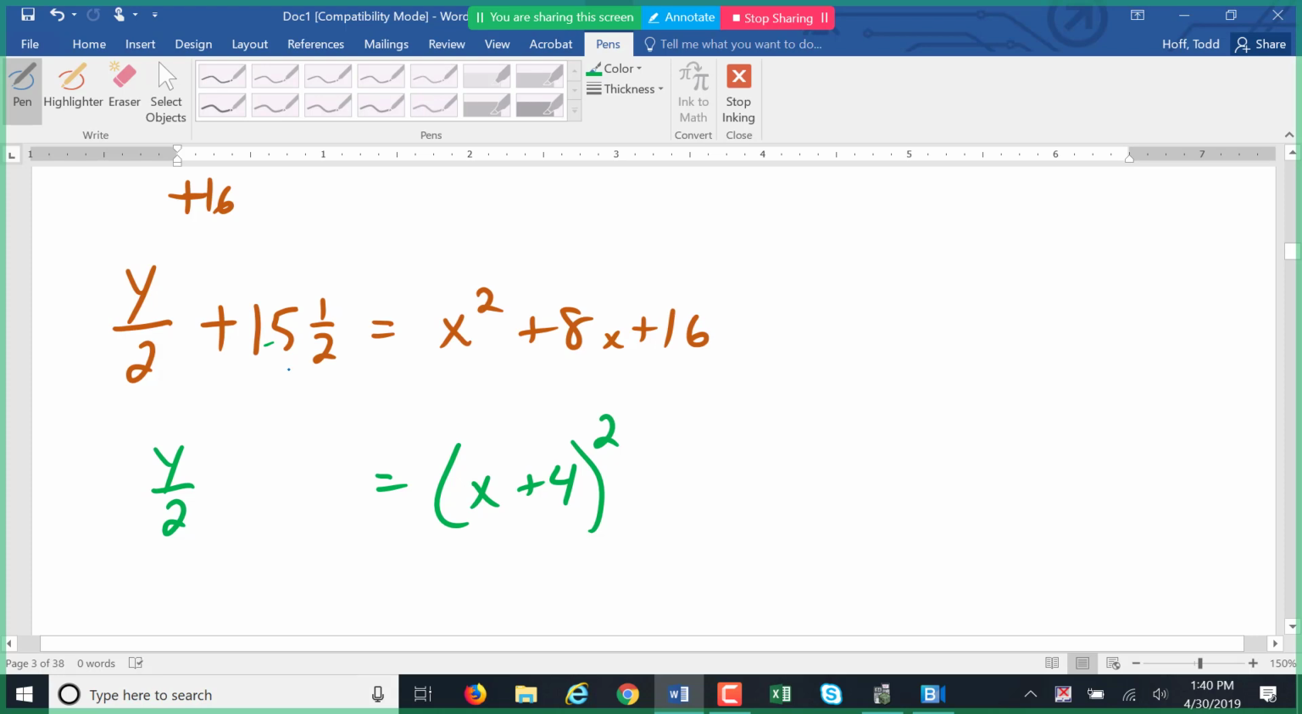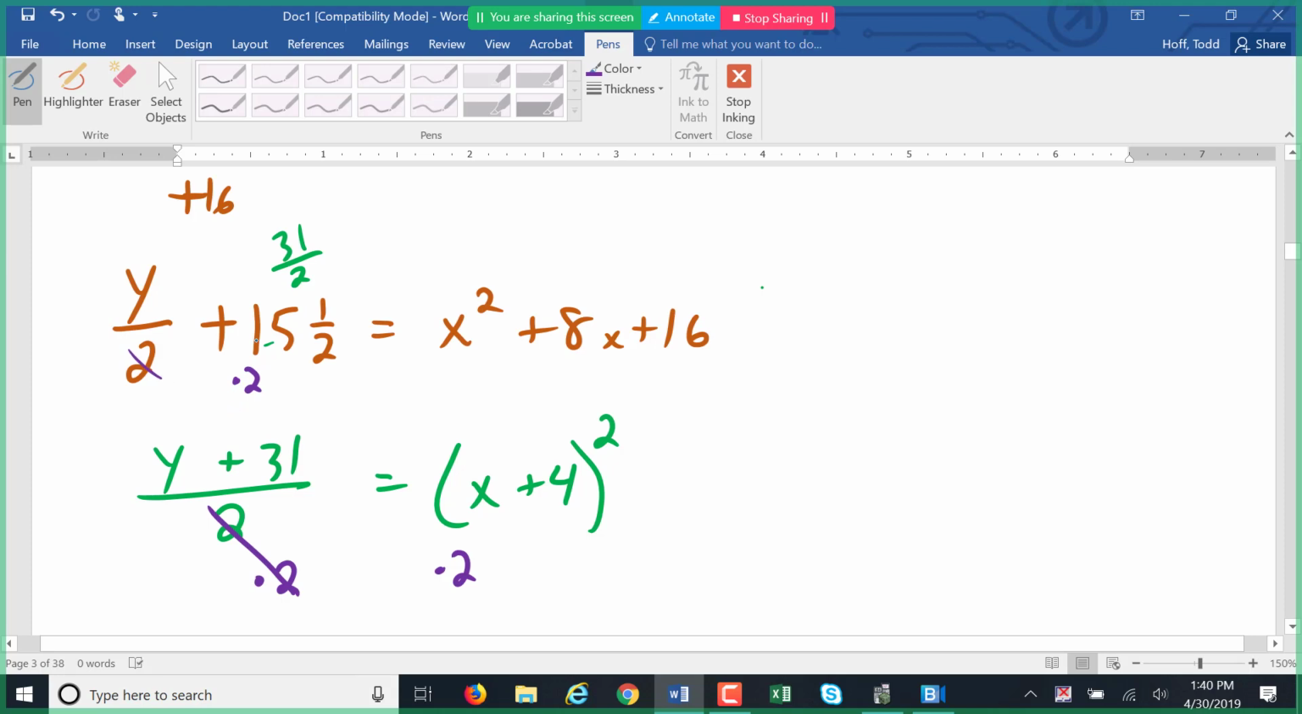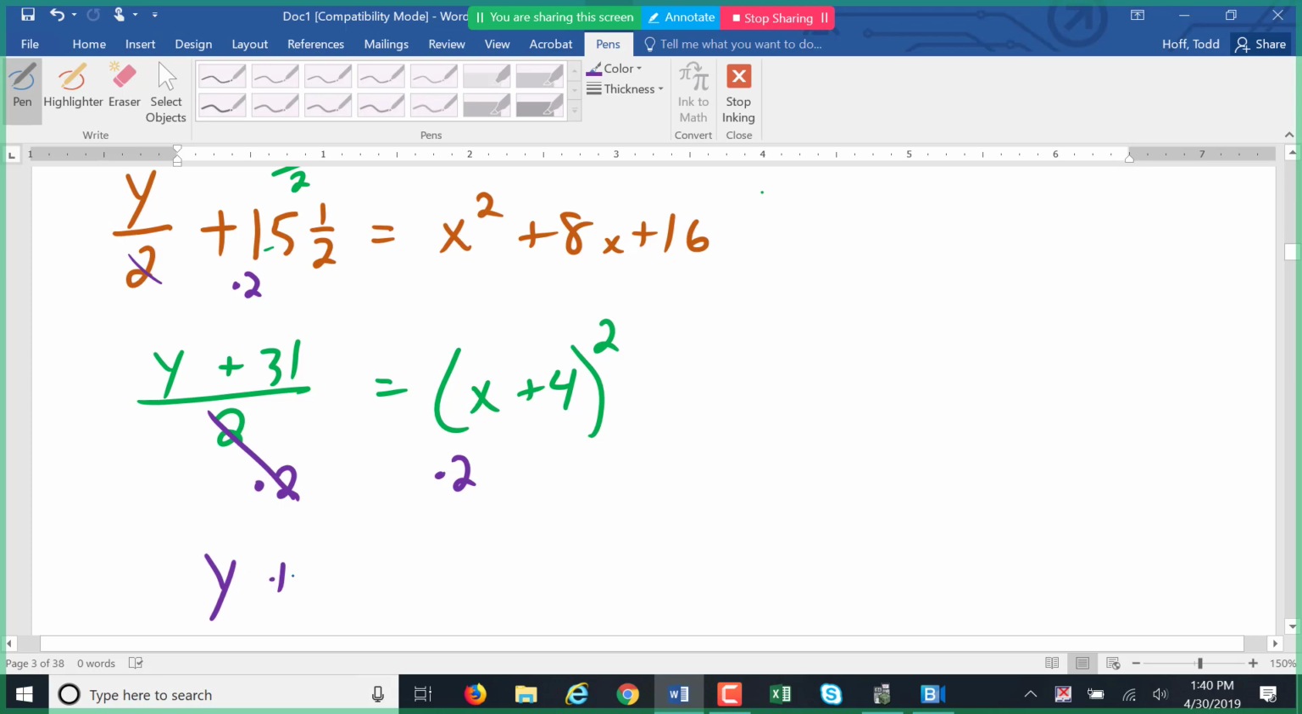Now, I'm going to write this 15.5 as 31 over 2. The reason I'm going to do that is I'm going to write this as y plus 31 all over 2. It really wouldn't make any difference. I could have done it here as well, but I'm going to multiply by 2 to get rid of that 2. I could have done it up here. If I multiplied by 2, it would have canceled out that 2. 15.5 times 2 would still give me 31. So y plus 31 equals 2 times the x plus 4 squared.